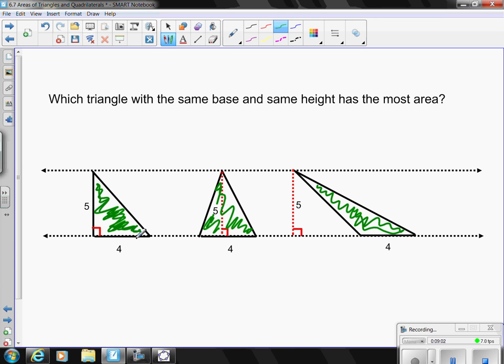Hopefully you answered the question. They all are the same, right? 1/2 base times height. It doesn't matter where: if you take this point and move it anywhere along this line, it's going to have the same area, because your base stayed the same and your height stayed the same. So here that height was one of the sides, here the height's on the inside, here the height's on the outside, but the areas will all be the same.